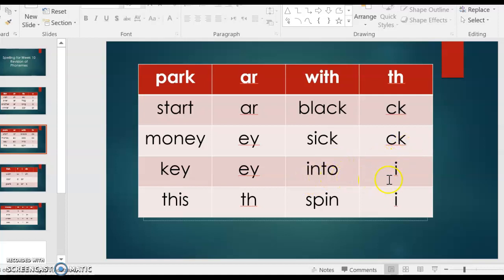Into. The graph was I. So the I at the start of this word, the I says it. In the same way, the I in this word, which is spin, the graph I says I. It doesn't say it, so we don't say spin. We say spin. Do not spin around it. Okay? So there are some of the words. You will have some of these on your list.